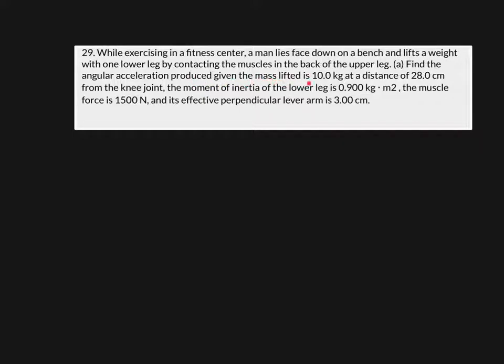We need to find the angular acceleration produced, given that the mass that he's lifting is 10 kilograms at a distance of 28 centimeters from the knee joint, and the moment of inertia of the lower leg is 0.9 kilograms times meters squared, and the muscle force is 1,500 newtons with an effective perpendicular lever arm of 3 centimeters. So how can we actually start approaching this? Well, we can write down everything we're given.